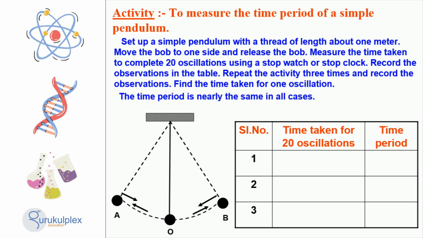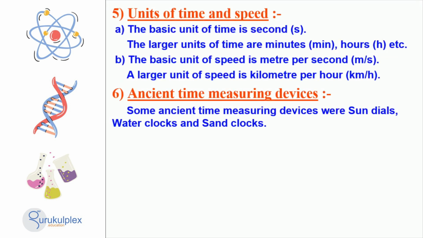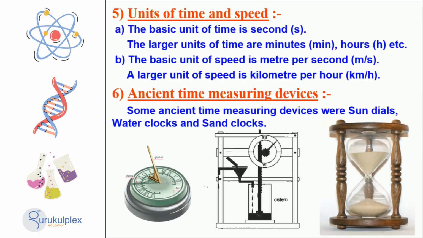Other aspects to be considered in this presentation are units of time and speed, as well as ancient time measuring devices. Second is the basic unit of time, further divided into larger units like minutes and hours. On the other hand, meter per second is the basic unit of speed, further divided into larger units like kilometer per hour. Ancient time measuring devices that have been utilized include sundials, water clocks, and sand clocks. These devices employed elements like the sun to measure and keep track of the passage of time.